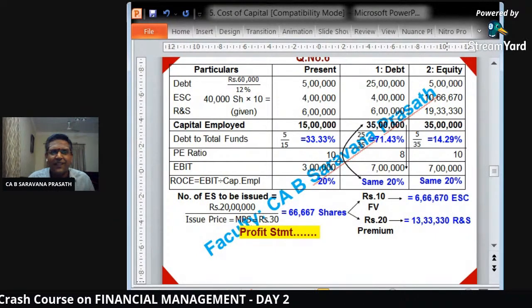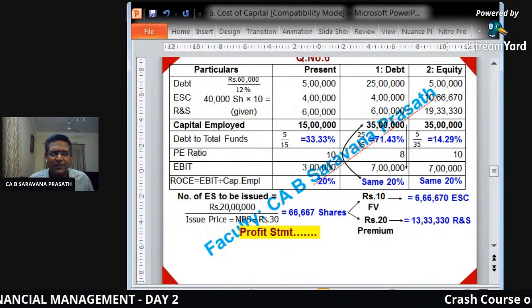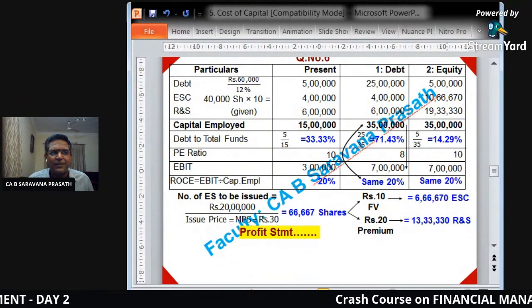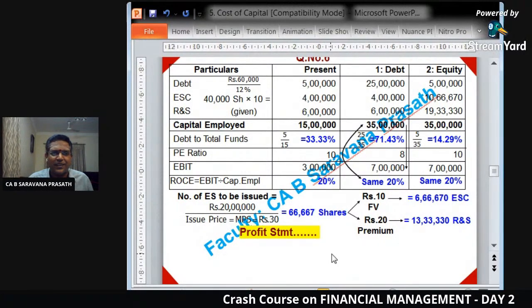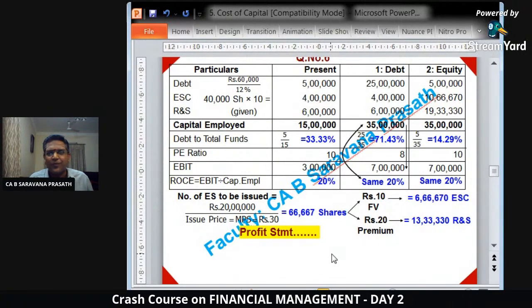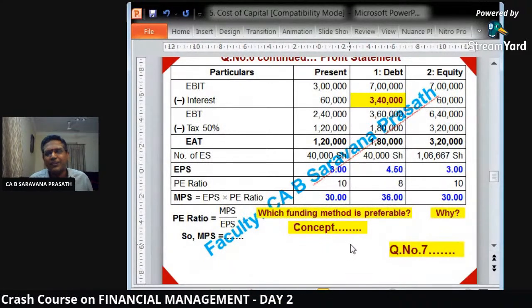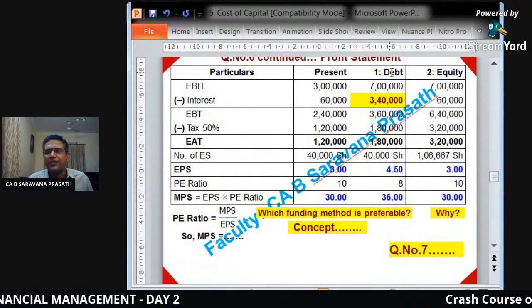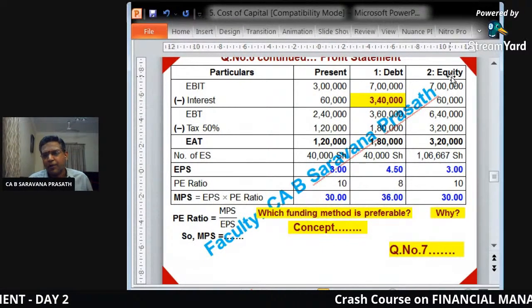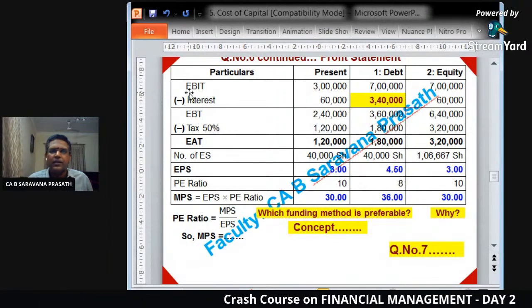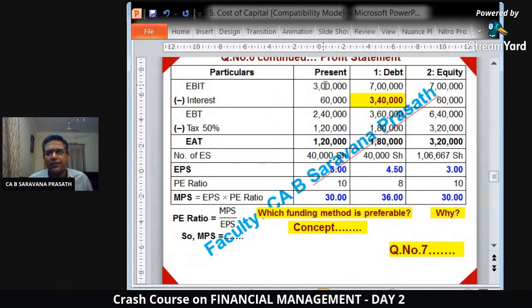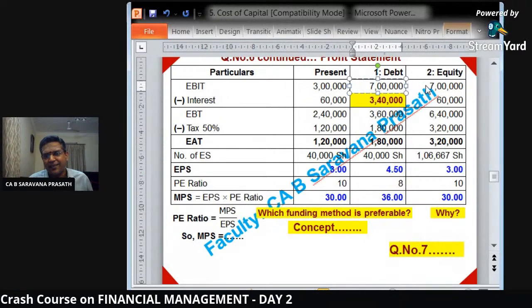Right. We will move to the profit statement and then the computation of the company's market price and understand the concept in this connection. So, the profit statement will look in this manner. Present situation compared with debt and equity funding. The EBIT is as we have calculated 3 lakh, 7 lakh and 7 lakh yearly.